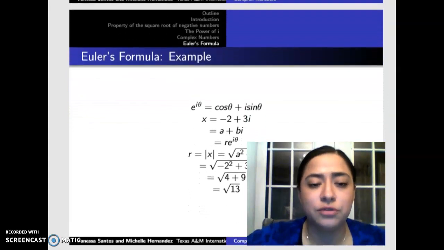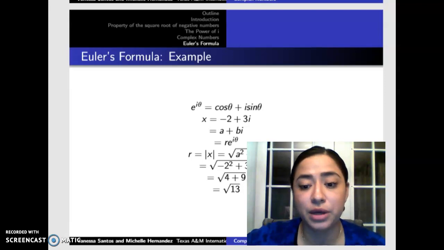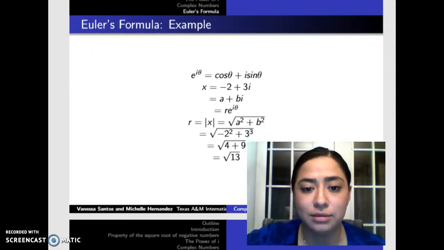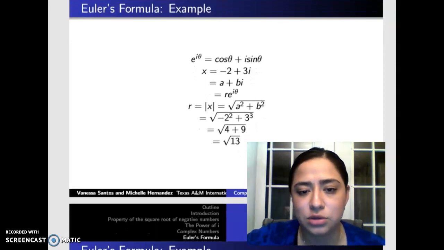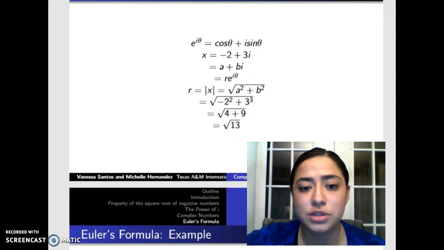Now the Euler formula, that one is the way we get to polar, that way we can graph it on a polar plane. So he was able to determine that e to the power of i theta is equal to cosine theta plus i sine theta. When x is equal to -2 plus 3i, then x is equal to a plus bi, which is equal to r e to the power of i theta, where r equals the absolute value of x, which equals the square root of a squared plus b squared.